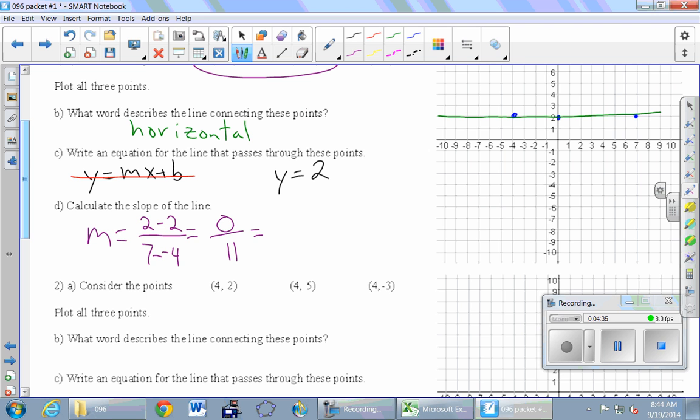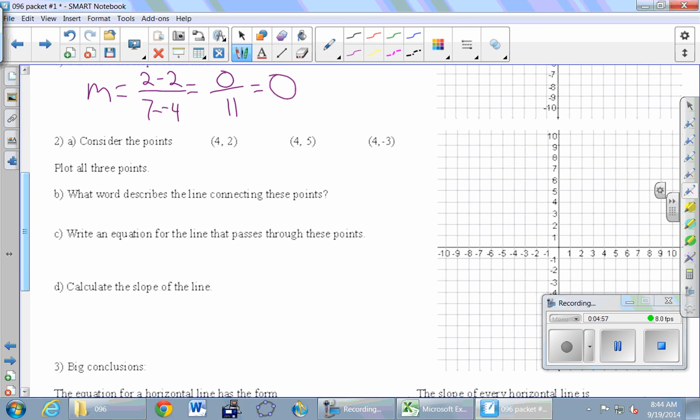And how much is 0 over 11? It is 0. So what is the slope of that line? It is 0. And in fact, it's true for any horizontal line. The slope is 0 because you don't rise at all, right? You do a lot of running on this line, but no rising. So it's always going to be a 0 on top.